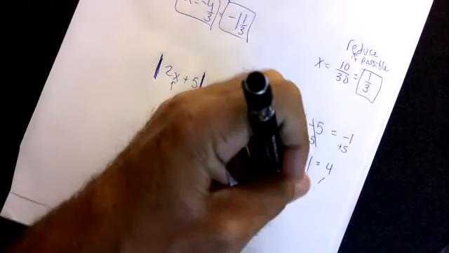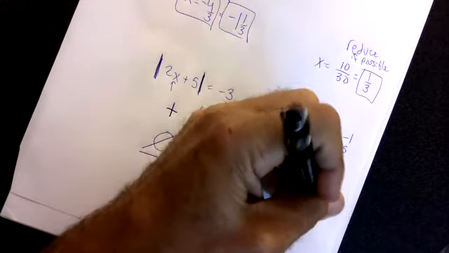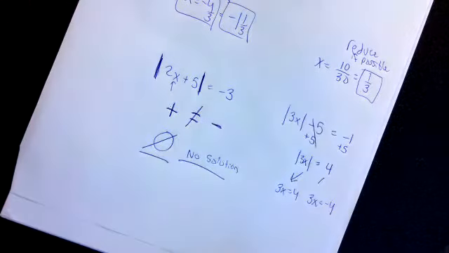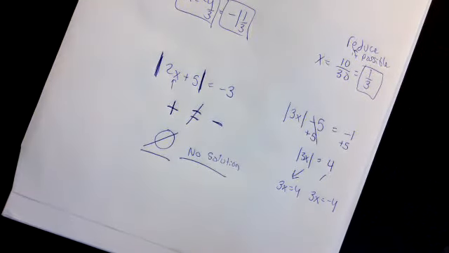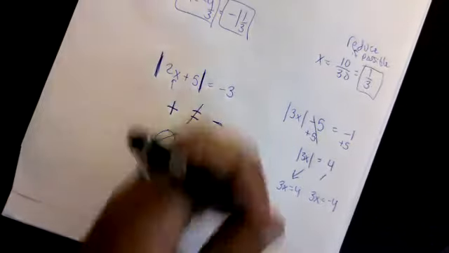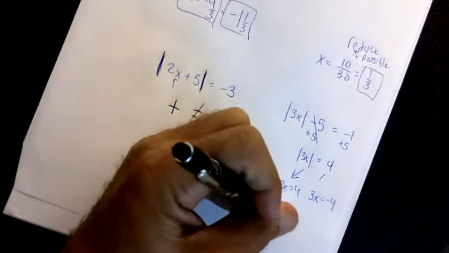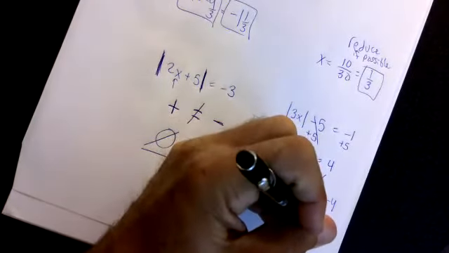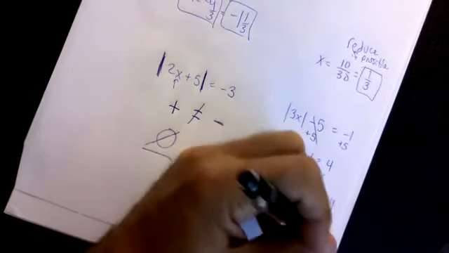So again, we would solve this. 3x would equal 4, or 3x would equal -4. So x would equal 4/3, or x would equal -4/3.